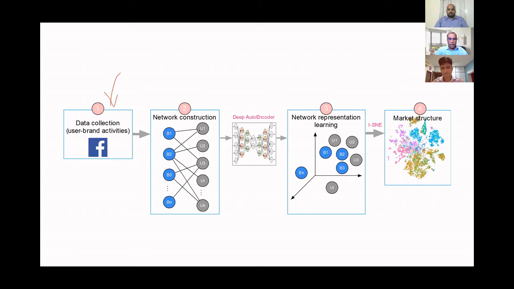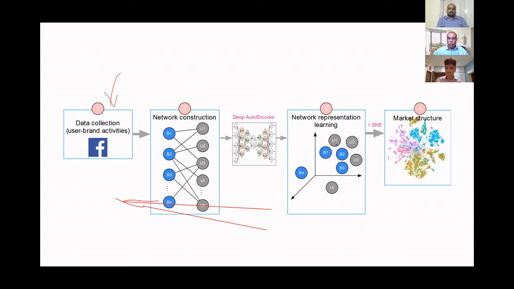So here is a brand, B1, and here is a user. This is the nature of data that we have. And this is fed into a deep autoencoder, which is a deep learning technique. It takes all the relationships inherent in the data and tries to represent them in a smaller dimension. Here I'm taking 3 dimensions, for example. So I'm placing B1, B2, B3, and all these others into many of these areas.